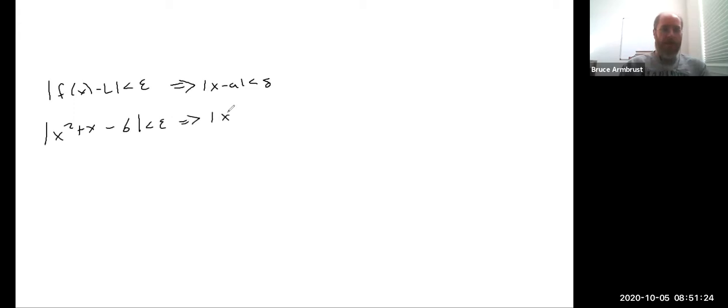All right, so again, remember what we're going to do. We're going to do absolute value of f of x minus L is less than epsilon. And we want it to look like absolute value of x minus A is less than delta. So let's put in all the different things we know. So f of x is x squared plus x. The limit we saw was 6. So that's going to be less than epsilon. And we want this to look like the absolute value of x minus 2 is less than delta.